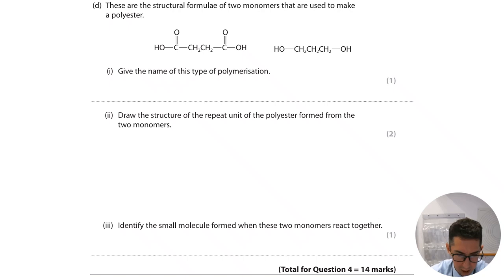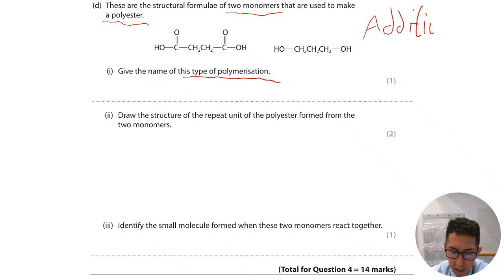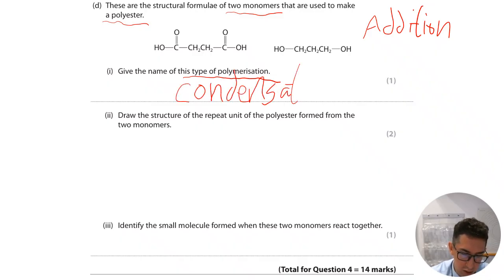Okay, so these are the structural formulas of two monomers that are used to make a polyester. Give the name of this type of polymerization. There are two types of polymerization you should know. Addition is when you have alkenes. These are not alkenes, so this must be the other one, which is condensation polymerization. Condensation polymerization is where you have alcohols and carboxylic acids joining together. We call it condensation polymerization because a water molecule is produced, a small molecule is produced.